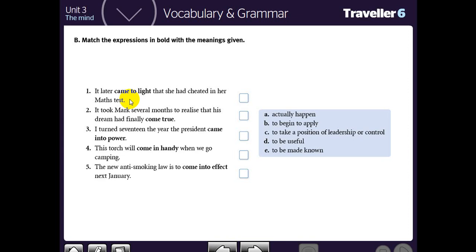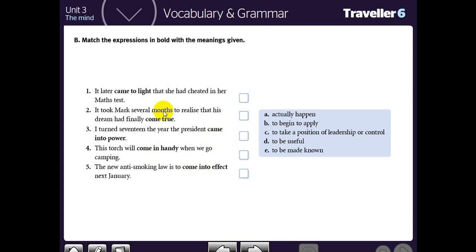It later came to light. Everyone knows about it. It is now known. Come true, to be actually happening. Came into. What is the meaning of came into power? It means when he was in the possession of leadership. Come in handy, to be useful or effective. Came into effect means to be applied. The noun of it is application.